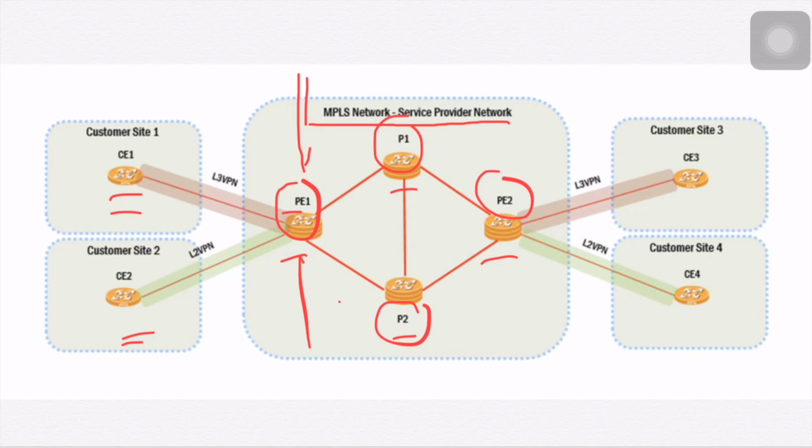The provider router, or the P router, connects the MPLS provider edge routers together in the network, and it's known as a transit router as well. The customer side has a router that connects the customer side to the MPLS network, and this router is known as the CE router, or customer edge router.